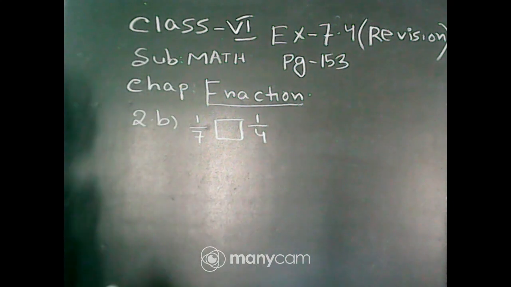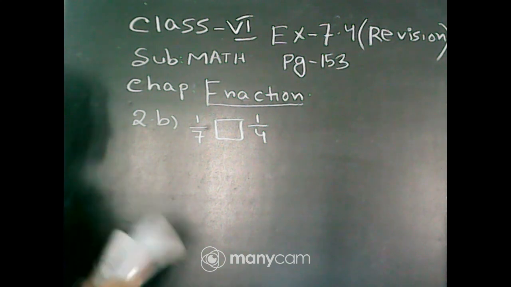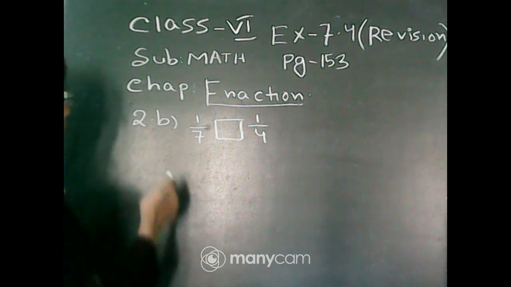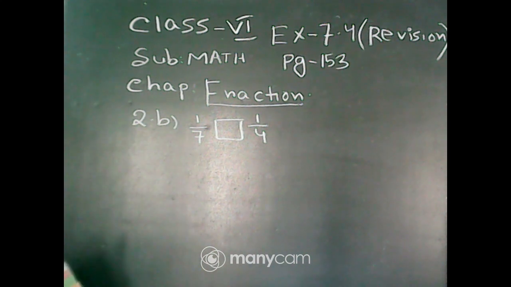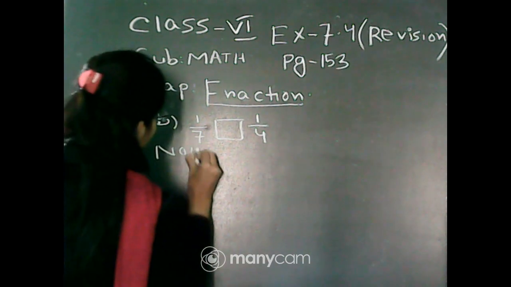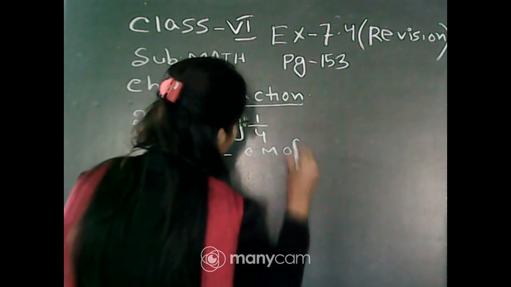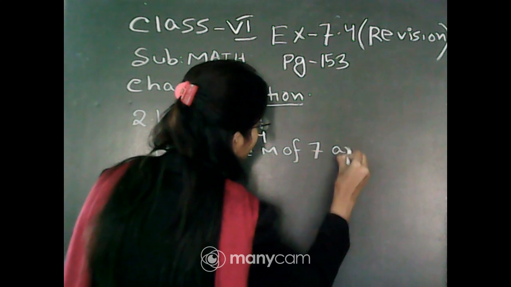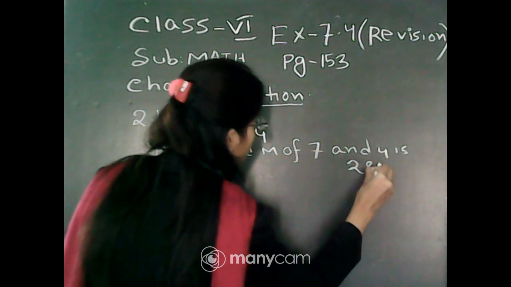That is, we have to decide is 1 by 7 greater than or less than or equal to 1 by 4. For this, we first should get their equivalent fractions with a common denominator. And the common denominator is given by the LCM of 7 and 4. Now, LCM of 7 and 4 is 28.